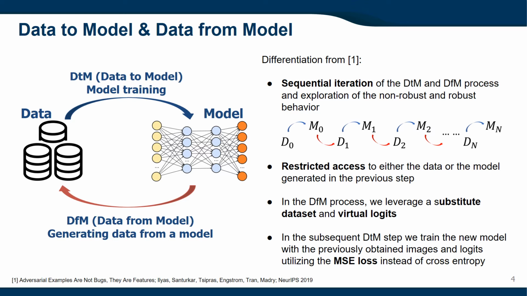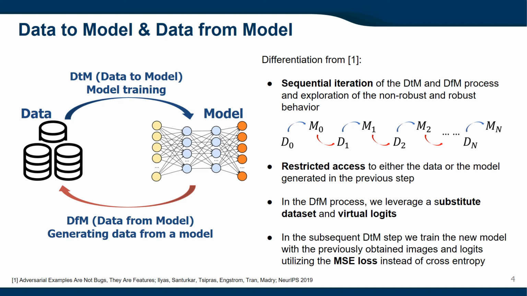First, their work only explored DfM and DtM in one single iteration. In this work, we iterate this process in chains. During the DtM and DfM process, we assume access to only either the data or the model generated in the previous process. Since access to the previously trained dataset is not granted, we leverage a substitute dataset as background images as well as virtual logits. We choose FashionMNIST and MS-COCO as background images instead of MNIST and CIFAR10 respectively. The virtual logits are randomly sampled from a heuristically chosen Gaussian distribution.